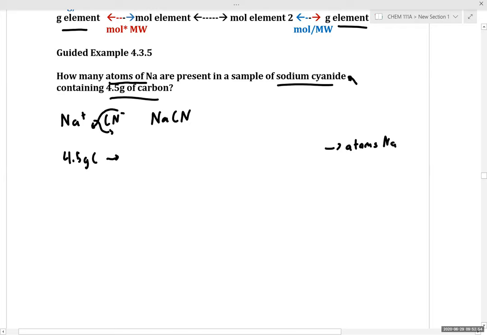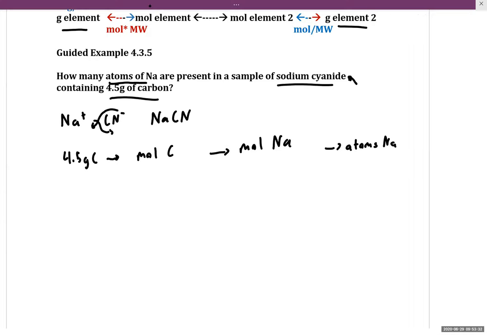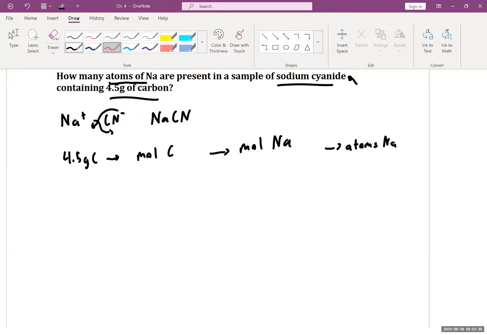Now, looking at this problem, going from grams of carbon to atoms of sodium, what central units are we going to go through? How do we relate the quantities of carbon and sodium? What units do we go through if we want to relate the moles of carbon in our sample and the moles of sodium? We go through moles. So we go through moles of carbon. From our formula ratio, we can go to the moles of sodium, and then we can go from moles to atoms using Avogadro's number.